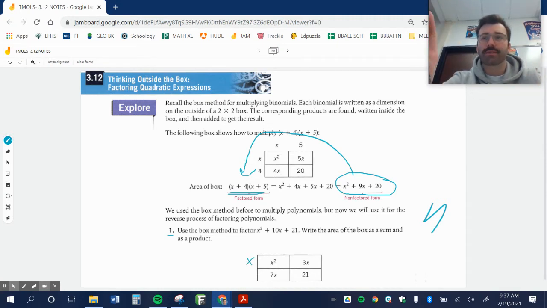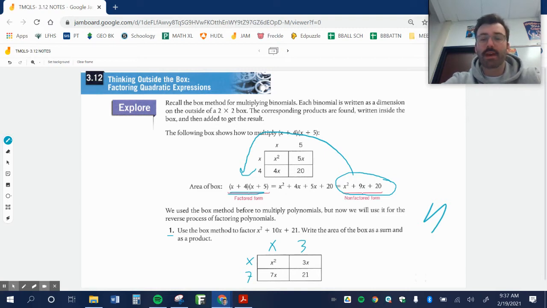Well, we did all that GCF stuff yesterday. If I look at 7x and 21, the greatest common factor is 7. I go vertically now, column number 1, x squared and 7x, I have x. 3x and 21, I have 3.